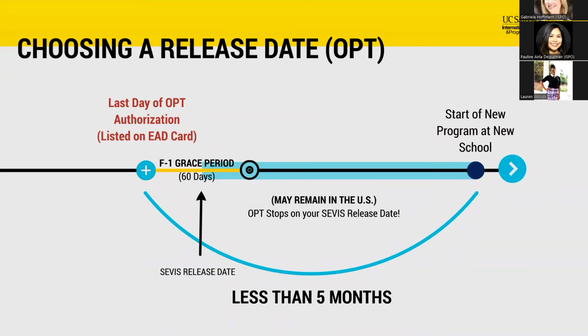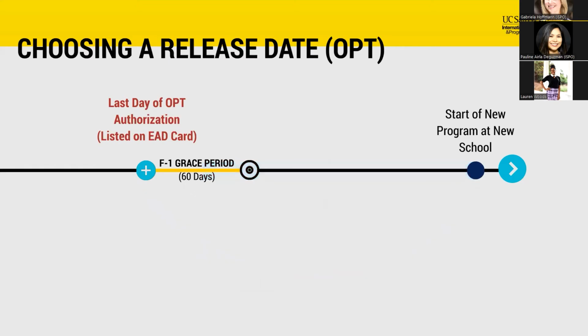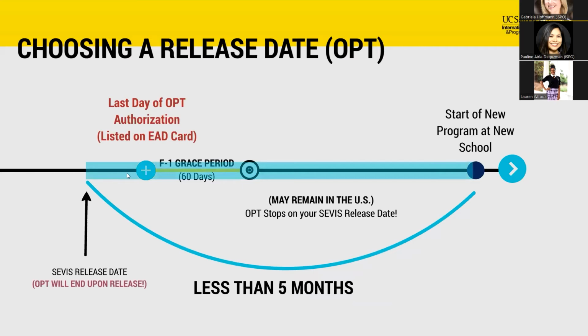For those of you who have an OPT approved period that might go past UC San Diego's start date, many of you might end your OPT a bit early. So for example, if your OPT ends early and you want to stop your OPT and transfer your I-20 to UC San Diego, what's important to note is that if you are transferring your SEVIS record during your approved OPT period, okay, so before the end date listed on your EAD card, then OPT authorization will end upon your release date. So if you select a SEVIS release date before the end of your OPT period, then OPT will end on that release date. And again, as long as that pending period is less than 5 months, you may also remain in the US during that pending period.